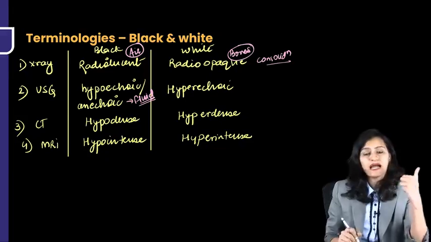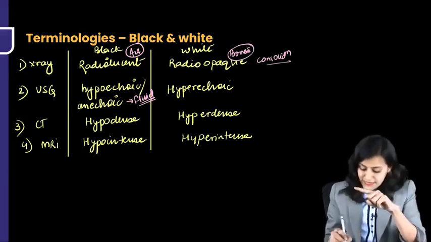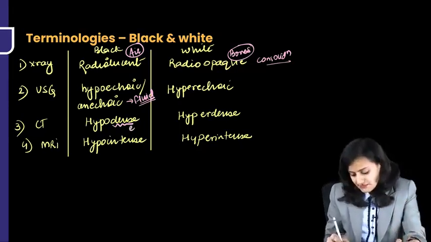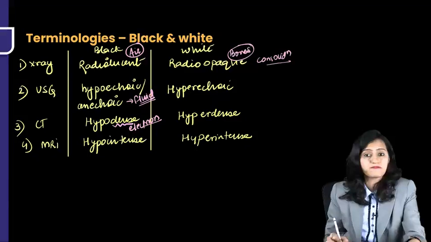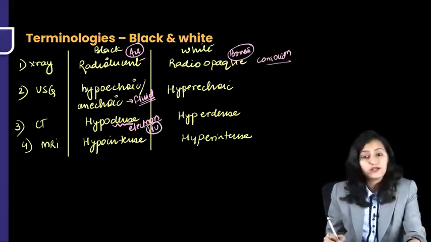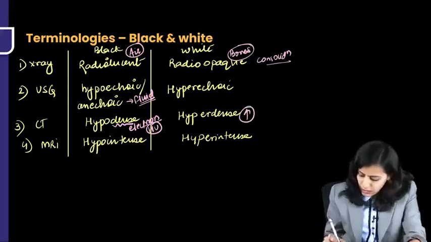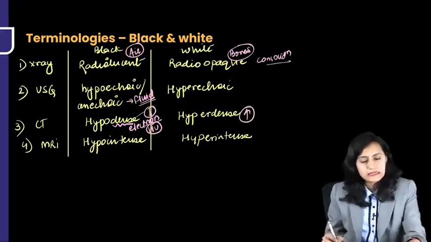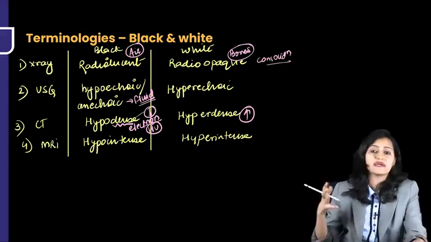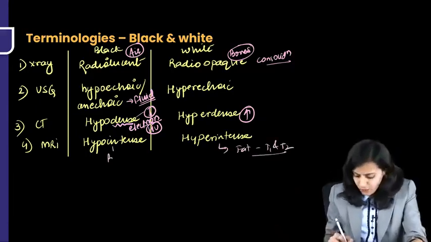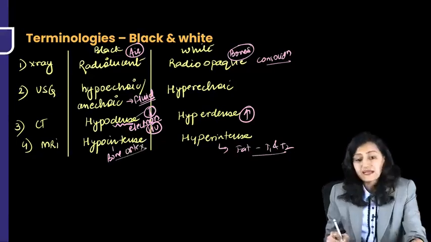In CT, dark is hypodense, white is hyperdense, because it depends on the density of that material, not the mass density but the electron density of the substance. That decides the HU value of the substance. The higher the HU value, the substance will be white. The lower the HU value, the substance will appear dark. MRI, dark is hypo-intense, white is hyper-intense. Remember in MRI, fat is hyper-intense on both T1 and T2 weighted MRI. Bone, cortex, fibrosis, ligaments, these are hypo-intense on both T1 and T2 weighted MRI.